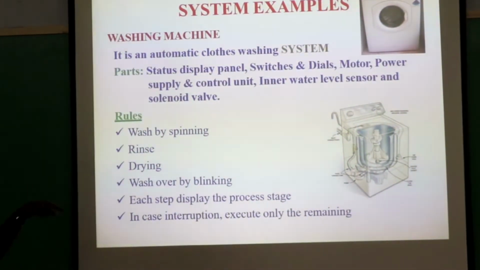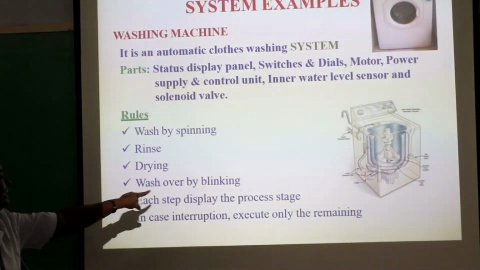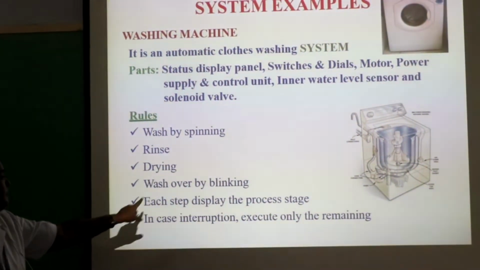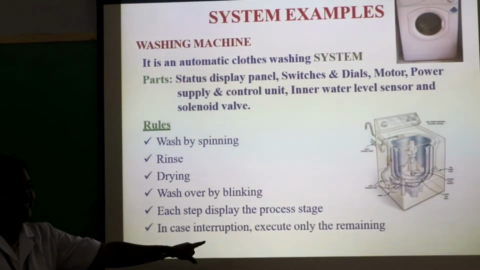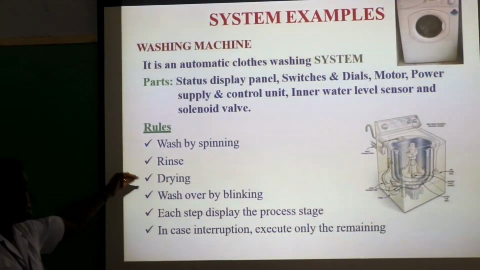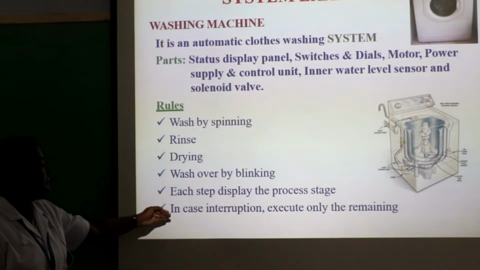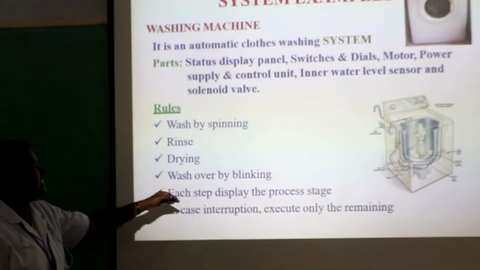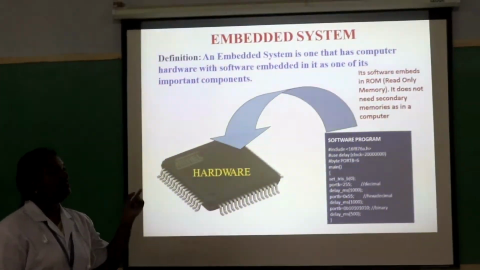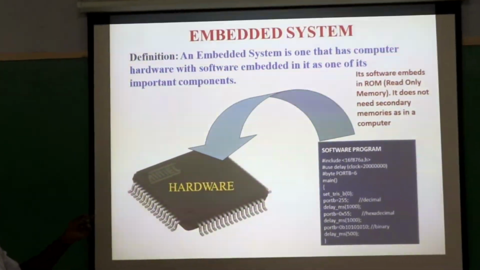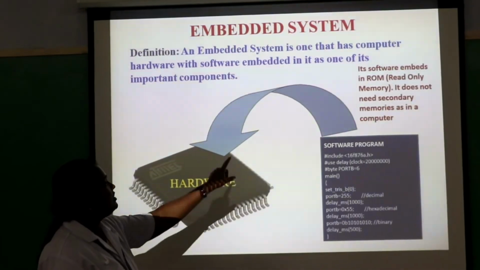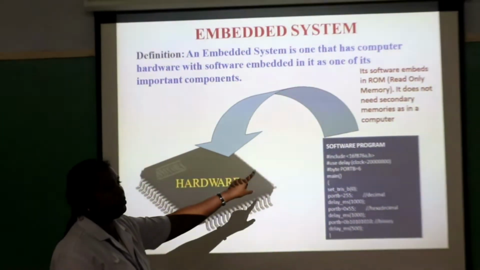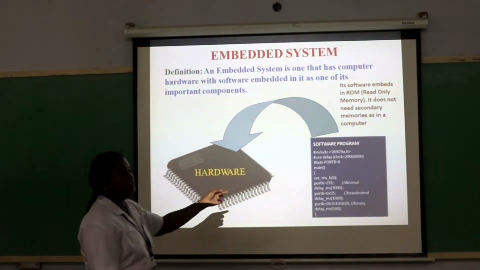Each of these stages, once completed, is indicated in the process stage. In case any disturbance or interruption occurs, it will execute the remaining tasks. So once it stops at the rinsing stage or drying stage, after that it will execute the drying stage. This is the concept of embedded. Here it uses two types of memory: one is the ROM and another is the RAM. The software is embedded into the ROM, so it doesn't need any secondary storage.